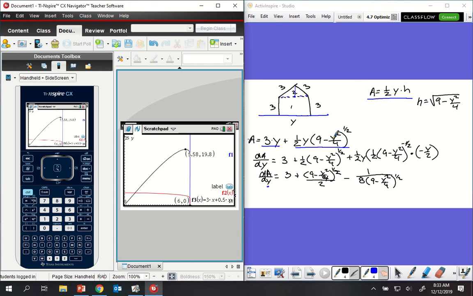So, the maximum is supposed to be 19.8. So, there's my maximum area. So you would use 5.58, which would be which value? My y. So, in this case right there, it would be my y value. So, this right here would be my 5.58. Actually, in calculus, we always require 3 decimals.